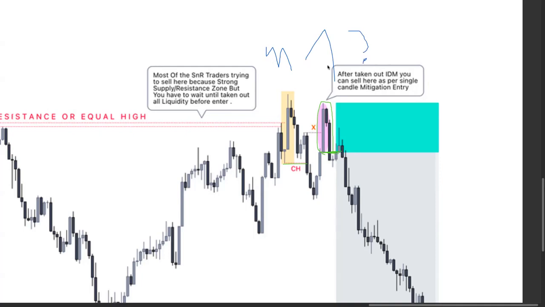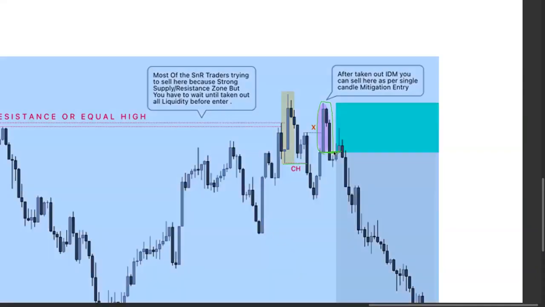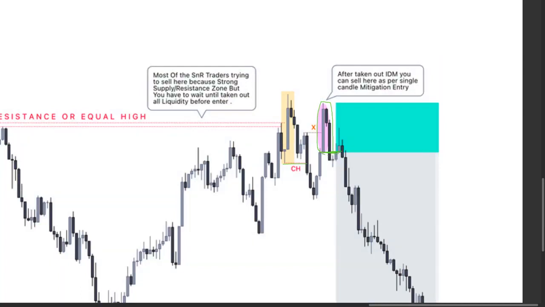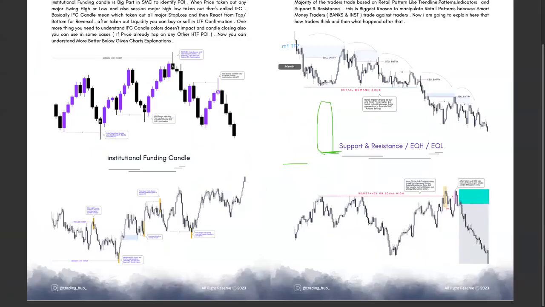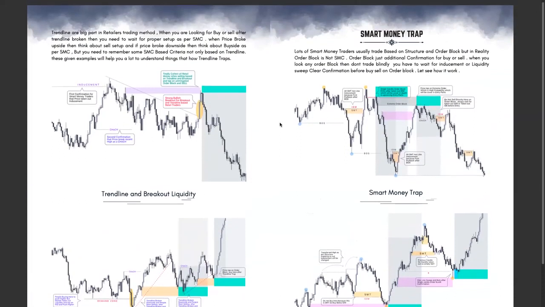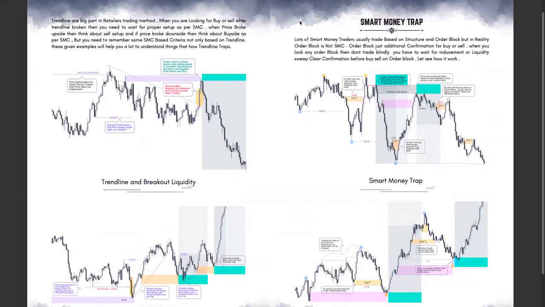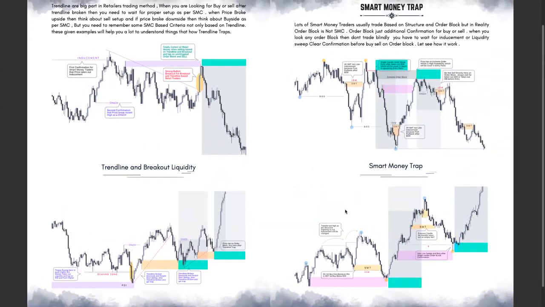What is this? And this is a single candle order block, you can say. And at this time, you can sell here on the pullback. Okay, so this is a smart money trap, correct? And this is a trendline liquidity, right? And smart money trap.